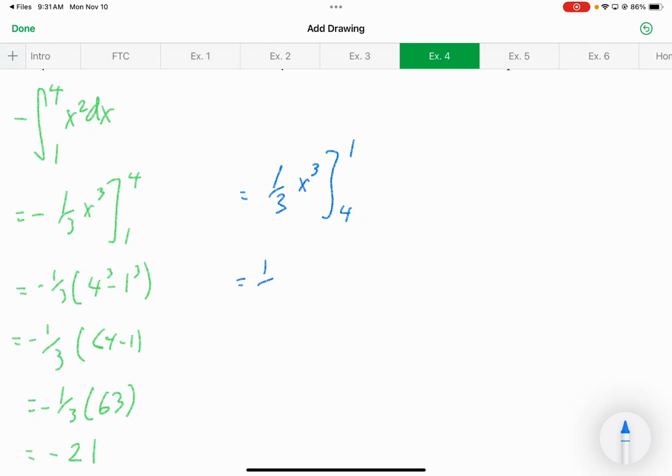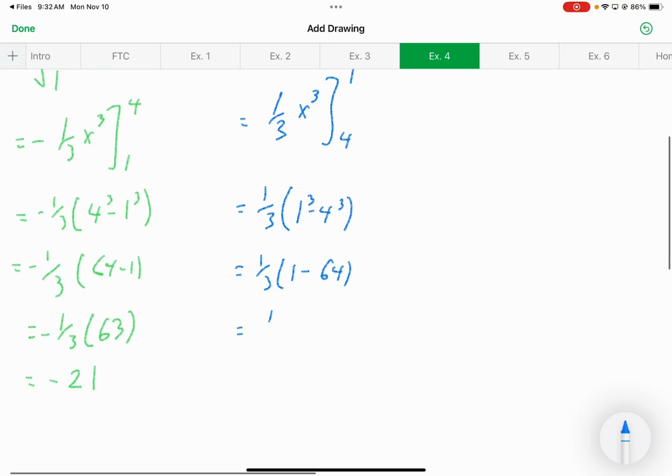All right, well that's just 1/3 times 1 cubed minus 4 cubed. 1 cubed is 1, 4 cubed is going to give me 64 again. So I would get 1/3 times negative 63, still resulting in negative 21. So you get the same thing either way.